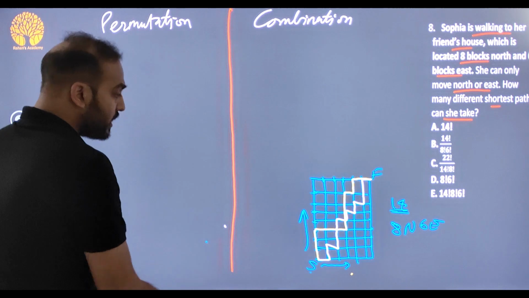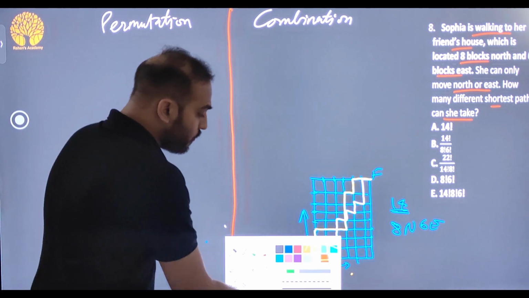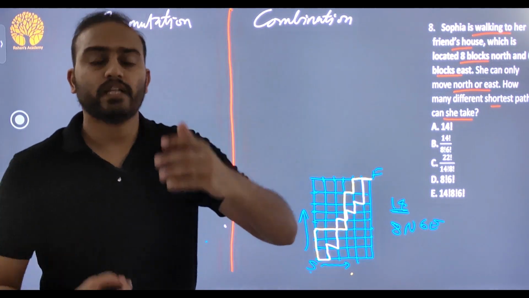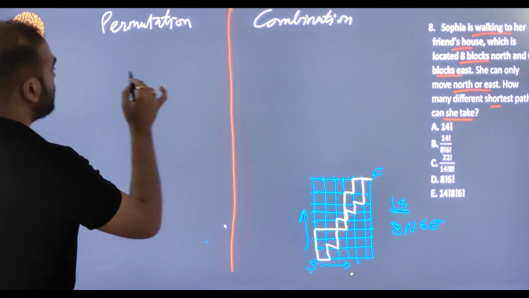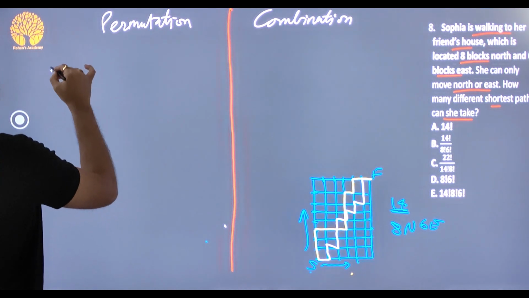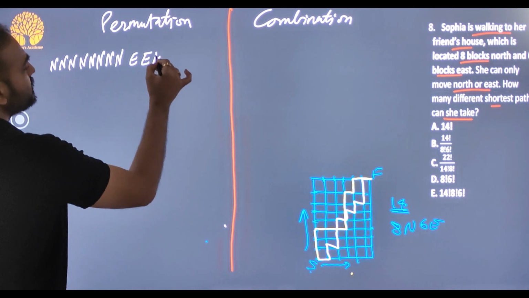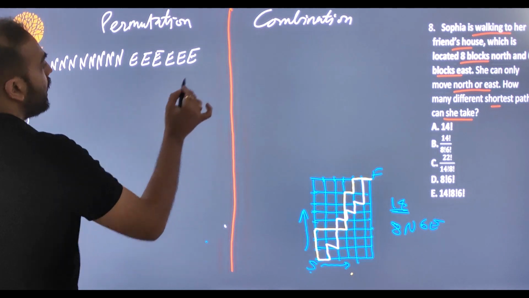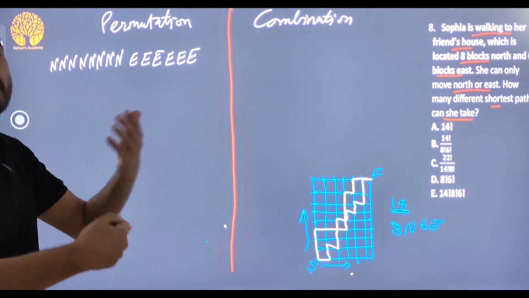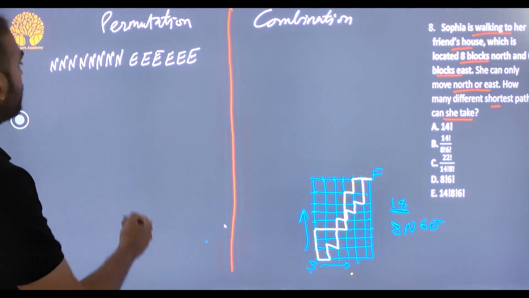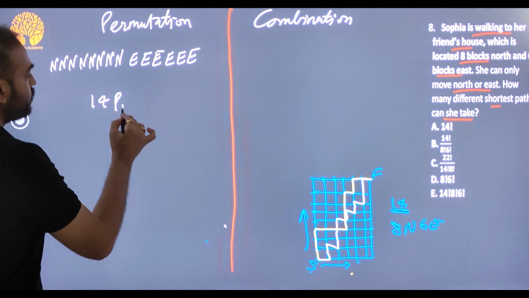Now, if you are thinking that here the order matters, in the sense whether I take north first or east first, that matters, then what will you say? That ultimately Sophia has to do 8 times north, 1, 2, 3, 4, 5, 6, 7, 8, and 6 times east. And this can be arranged in many different ways, because every time she takes a different step, it's a new path that she discovers. So that is 8 N and 6 E, total 14P14.